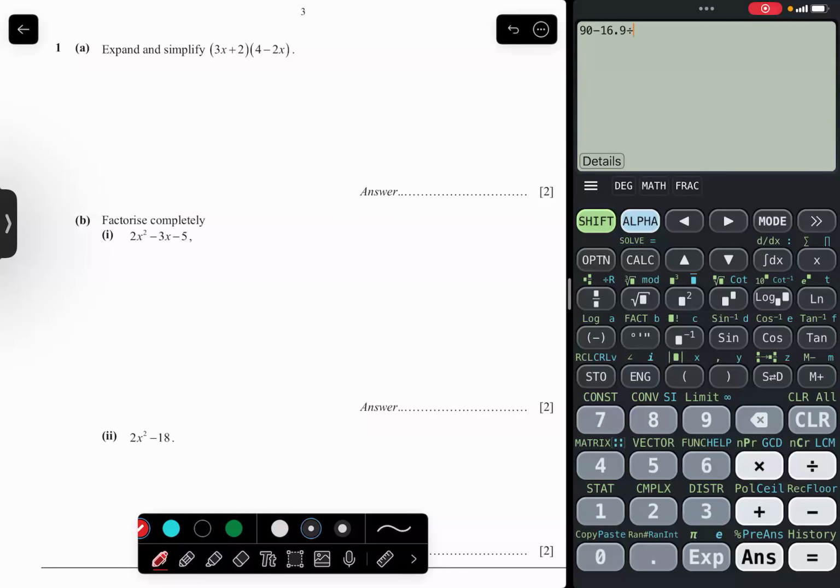Okay, let's take a look at the Beatty Sec 3 NA paper 2020. Now, expand and simplify 3x plus 2, 4 minus 2x.